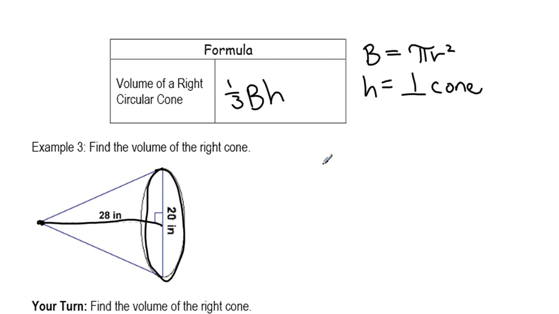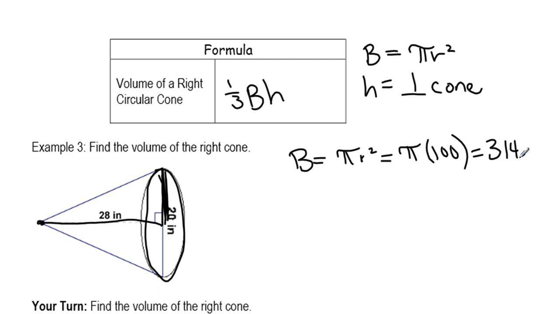So for example 3, we want to break it down into parts. First, find the area of our base, which is pi times our radius squared. So pi times our radius, make sure you know the radius is 10, not 20, and 10 squared is 100. So pi times 100 is 314.2. The height is the perpendicular height of the cone, which they gave to us as 28 inches.